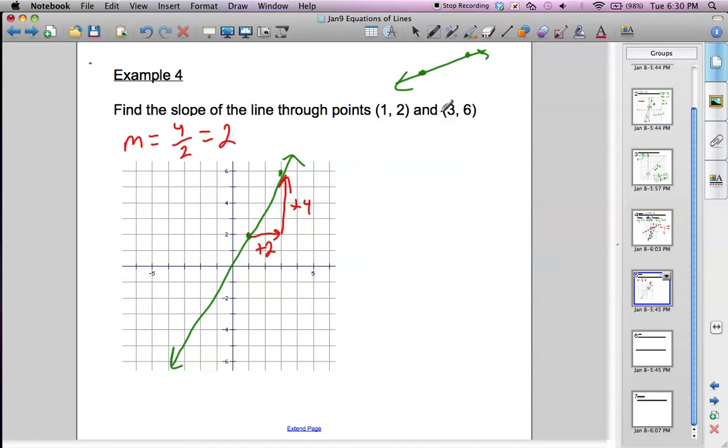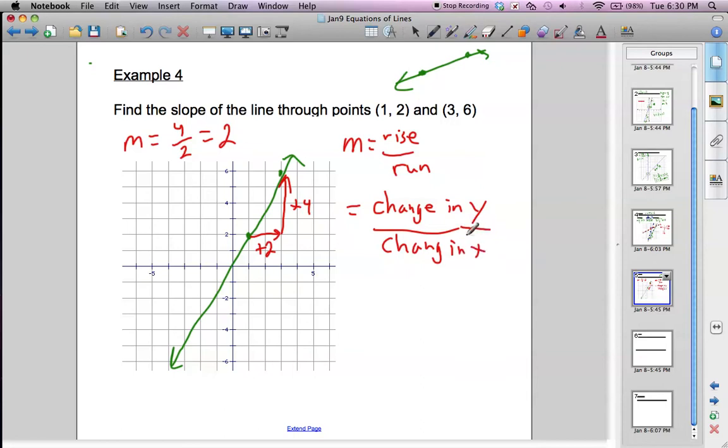If you look carefully, you can actually find it from just the numbers, right? So remember, slope equals rise over run, which equals change in y divided by change in x, which is like the rate of change of the y's, right? So if you look at the numbers, we'll call this x1, y1, x2, y2.